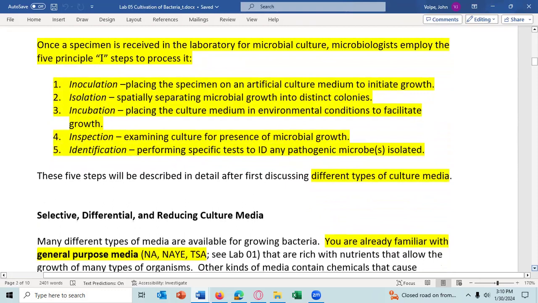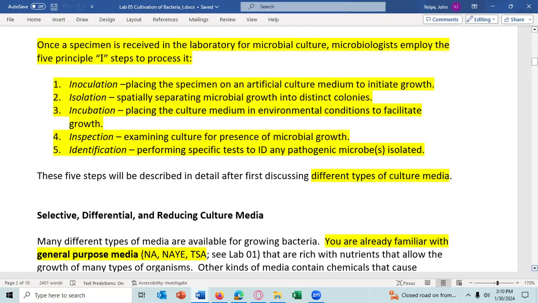Once a specimen is received in the lab for microbiological culture, microbiologists employ the 5 principal steps to process it. First, there's 1, inoculation; 2, isolation; 3, incubation; 4, inspection; and 5, identification. In inoculation, you're just placing the specimen on an artificial culture medium to initiate its growth.